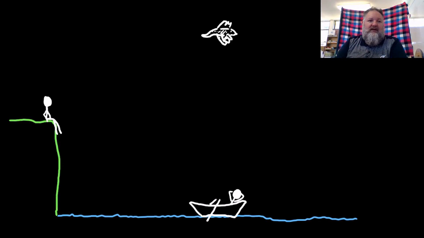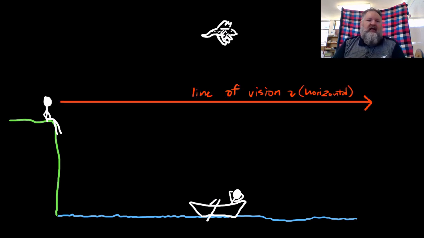So here we have a delightful scene. A man sitting on a cliff overlooking the water, and there's a guy in a boat and some sort of weird flying rat looking thing. Anyway, we're looking at the position of the man who's sitting on the cliff here. And based on where he's sitting, we can say that if he was looking straight ahead, that would be his line of vision, the horizontal, directly out from where he is looking.